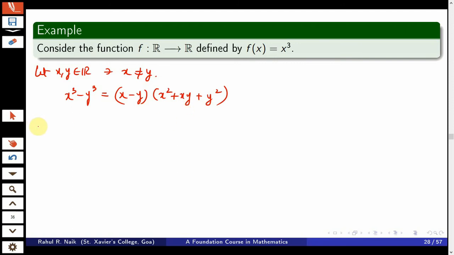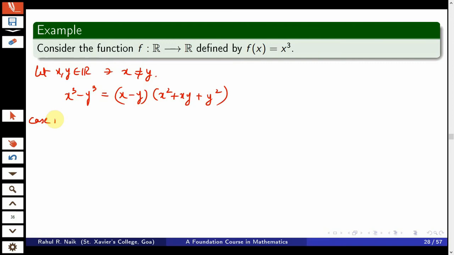So how would I show that for x not equal to y, I need to show that x cube minus y cube is not equal to 0, which would say that x cube is not equal to y cube, which in turn implies that f of x is not the same as f of y. So I discuss this in cases.